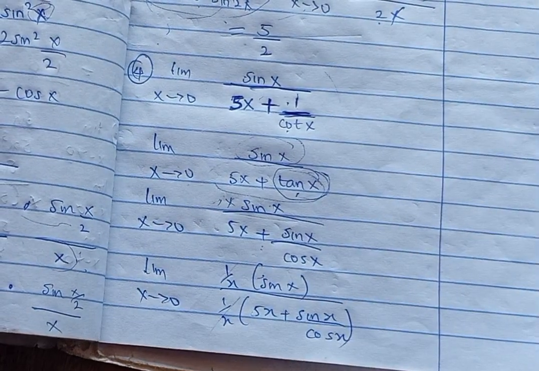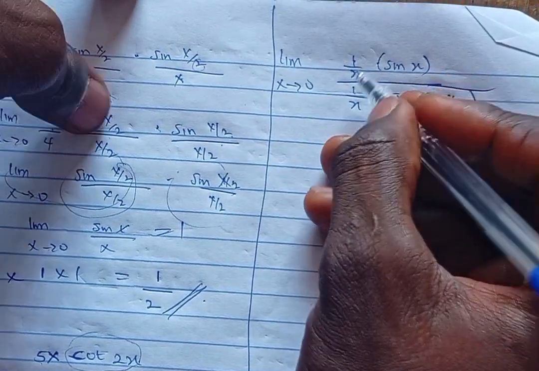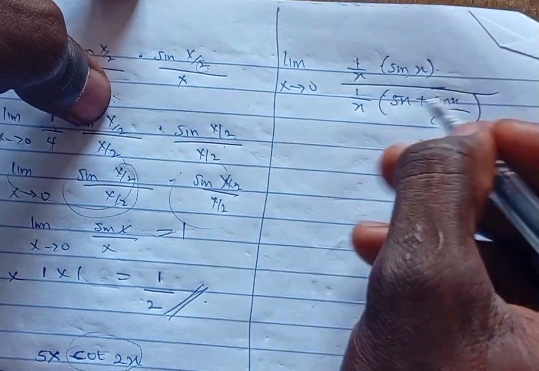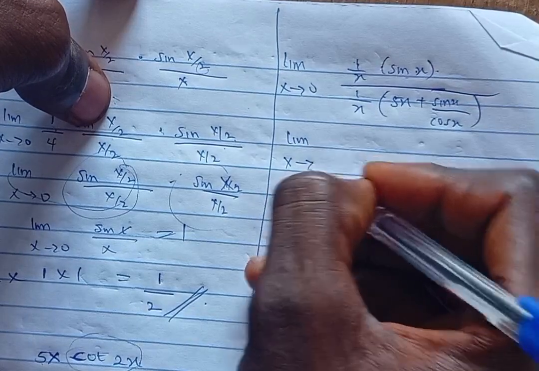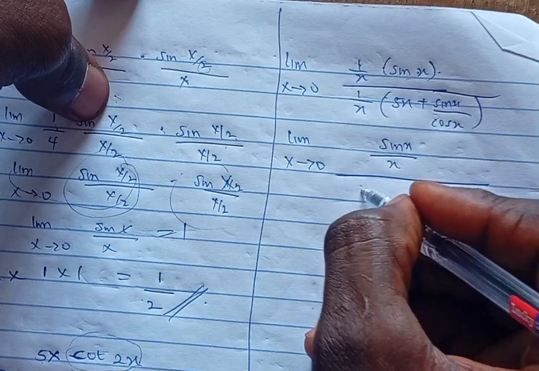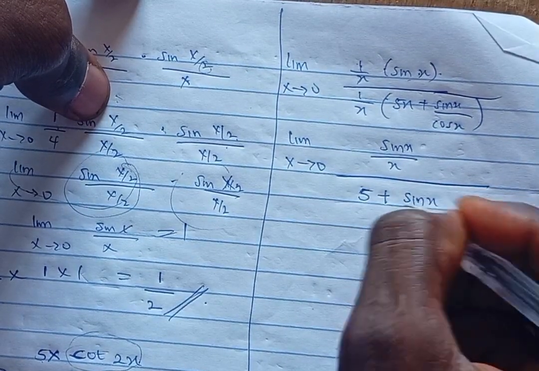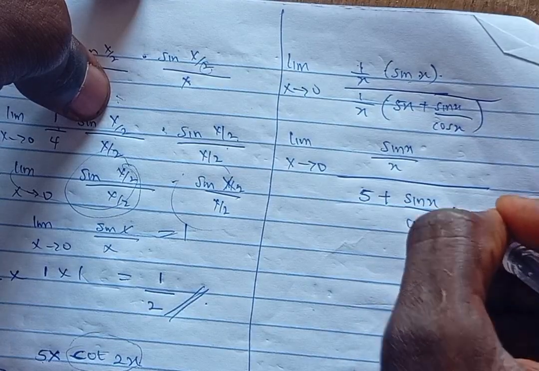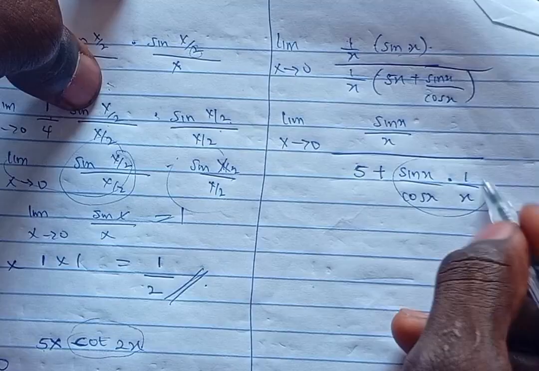Okay, now let's move on. Now 1 over x into sine x, and this one, I can make this one to be what? Sine x over x, right? Everything over what? 5 plus sine x over cos x, everything multiplied by what? 1 over x, right? Now I can rearrange this one.